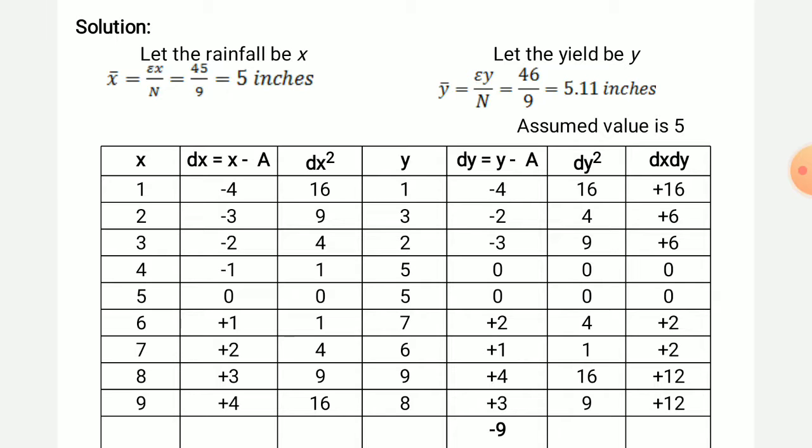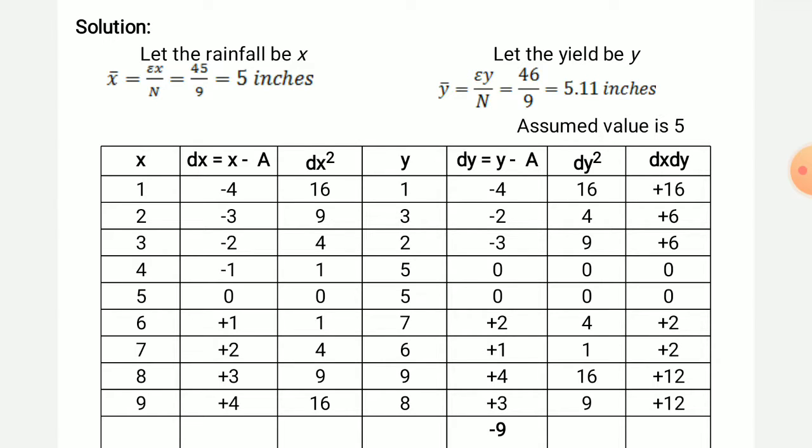Now the multiplication of dx and dy. dx into dy is equal to dx dy. Minus 4 into minus 4 plus 16, minus 3 into minus 2 plus 6, minus 2 into minus 3 plus 6, minus 1 into 0 0, 0 into 0 0, plus 1 into plus 2 plus 2, plus 2 into plus 1 plus 2, plus 3 into plus 4, 3 4s are 12, and 4 into 3 12.